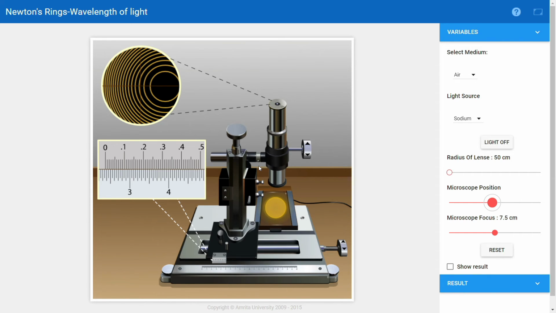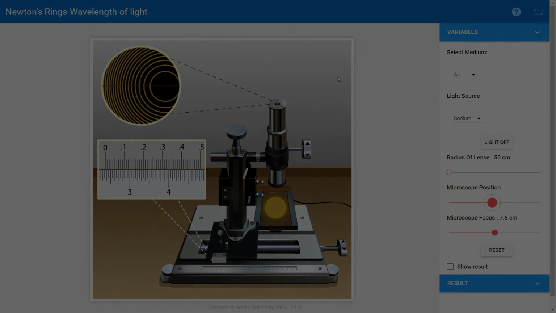Similarly, we will take readings for the fourth order, fifth order, sixth order, 10th order, and then we will put them in the formula. I will say that you must take up to a minimum of 5 orders of diameters, and then put them in the formula, and then you will get your desired answer.